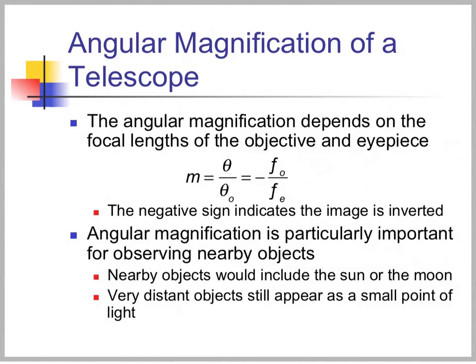The angular magnification depends on the focal lengths of the objective and eyepiece. So it's going to be minus the focal length of the objective over the focal length of the eyepiece. And the negative sign just means the image is inverted. Angular magnification is particularly important for observing nearby objects. Nearby objects include things like the sun or the moon. Very distant objects still are going to appear as a small point of light.